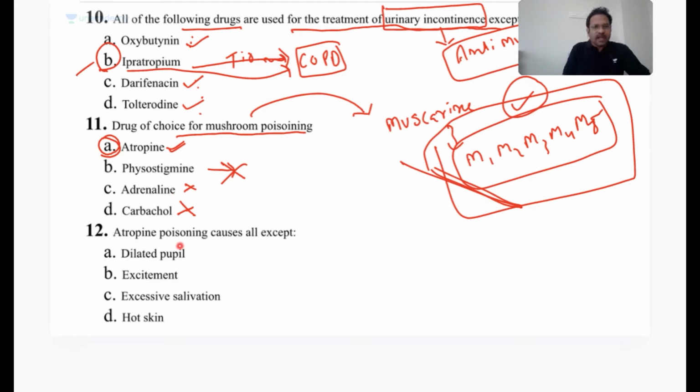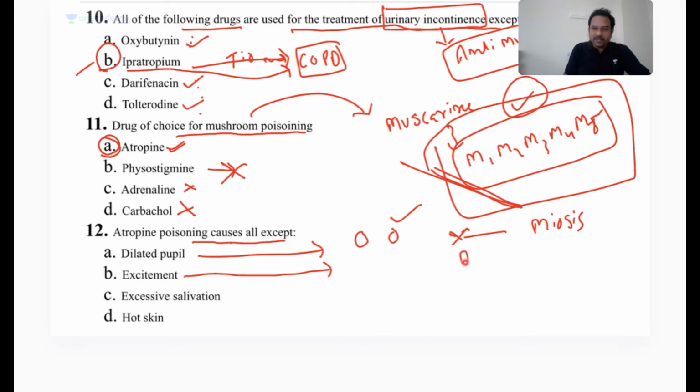Now the next one. Atropine poisoning causes all except. Now let us understand this. Dilated pupils. Yes, it causes dilation of pupils. See, atropine action is opposite to muscarinic action. Muscarinic actions cause miosis, so the opposite action is dilation of pupils. So this is true, right? Excitement. Yes, atropine also causes a kind of delirium condition. Yes, this is also true.